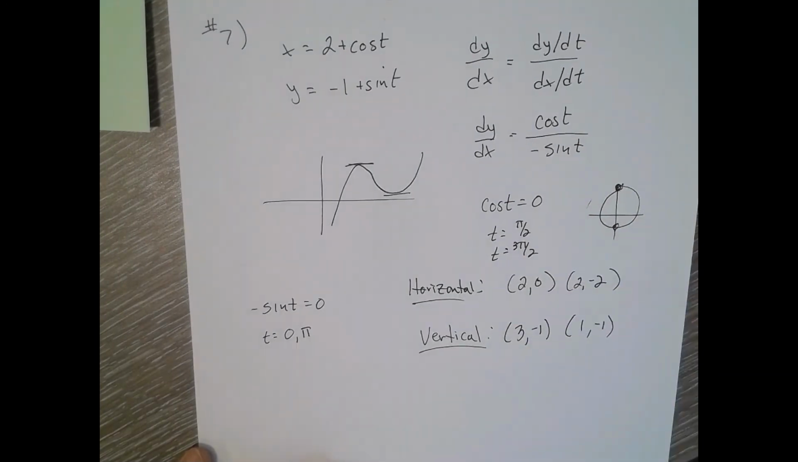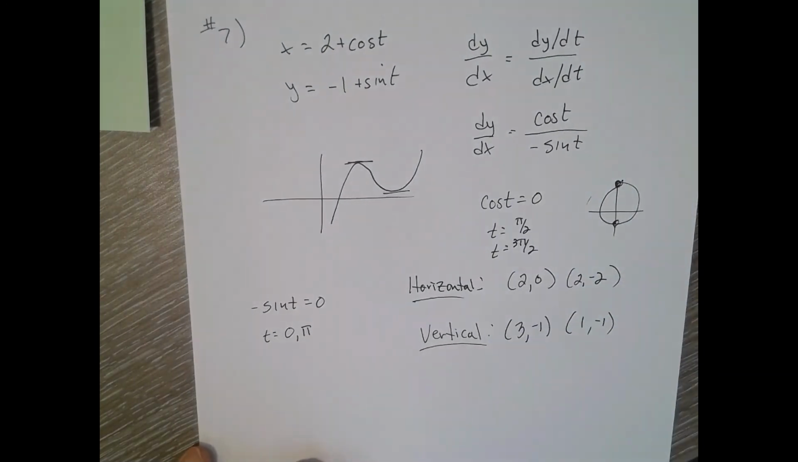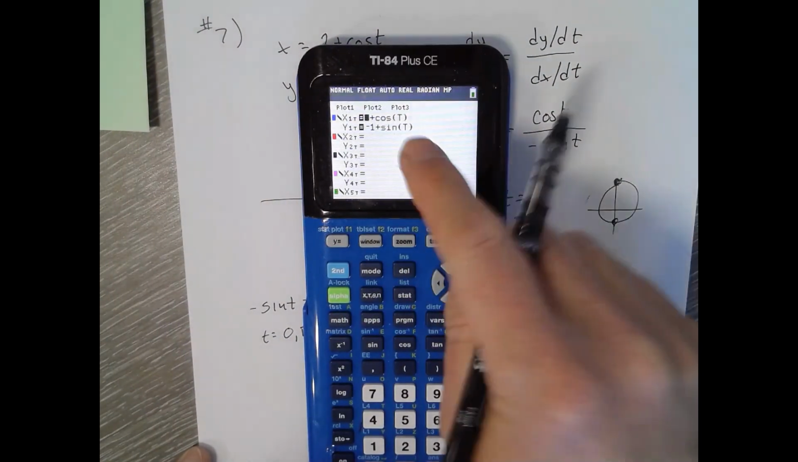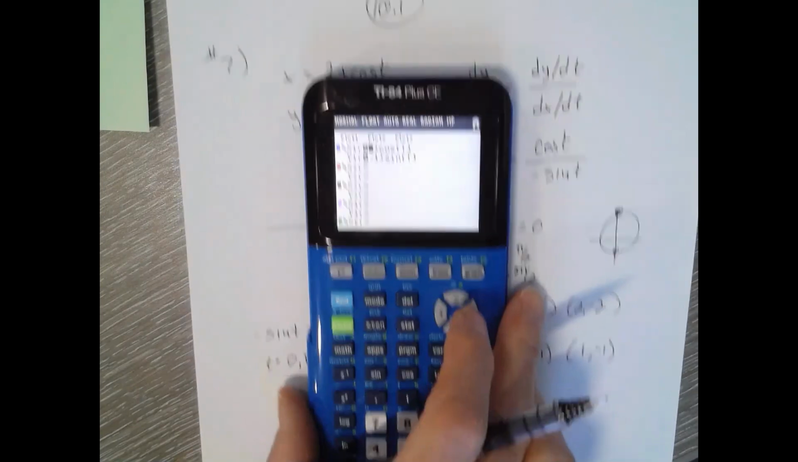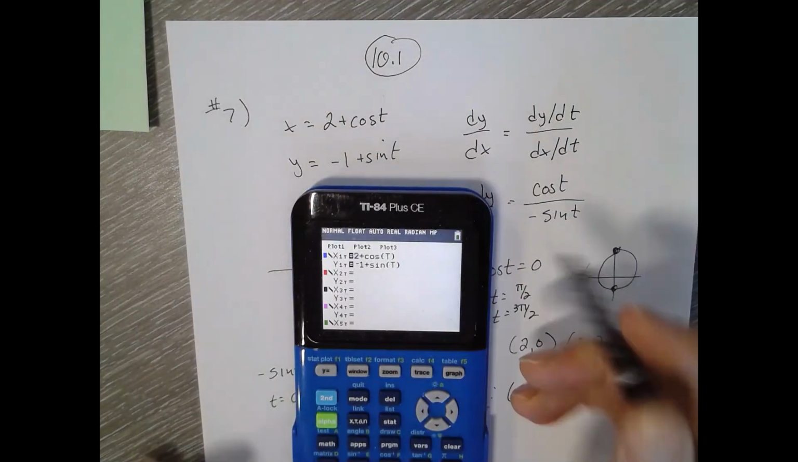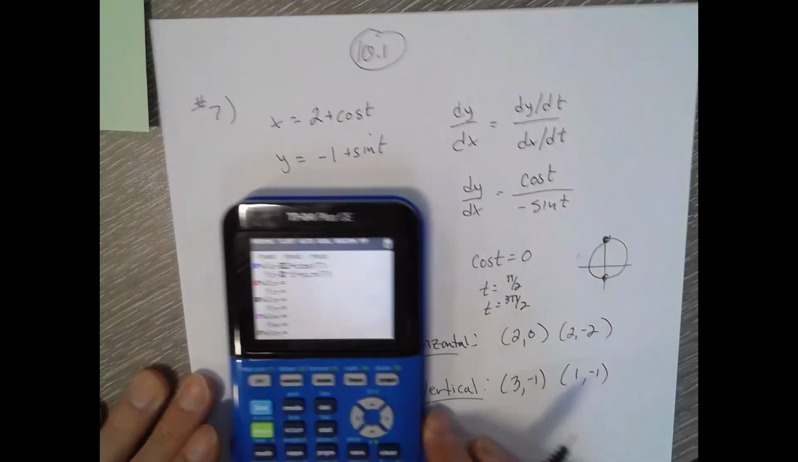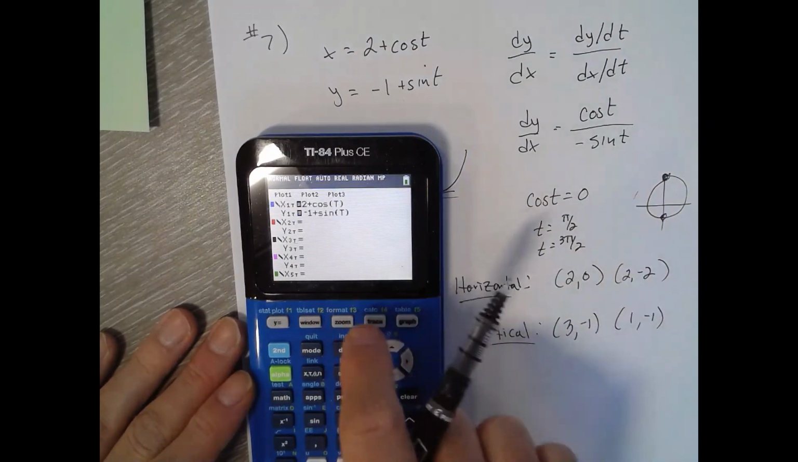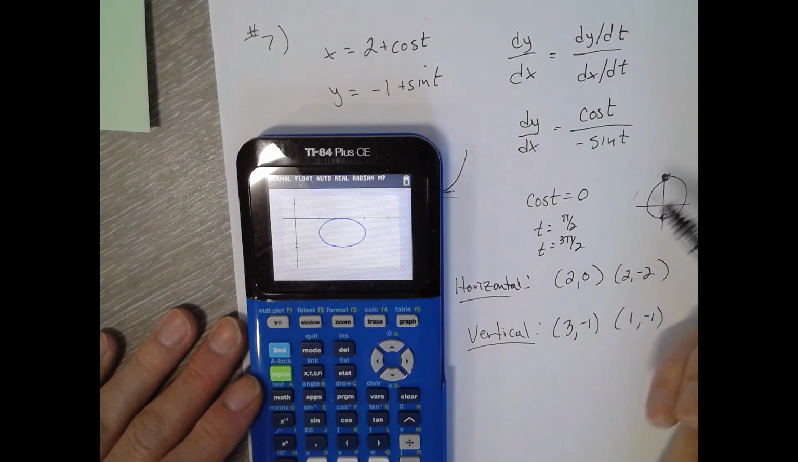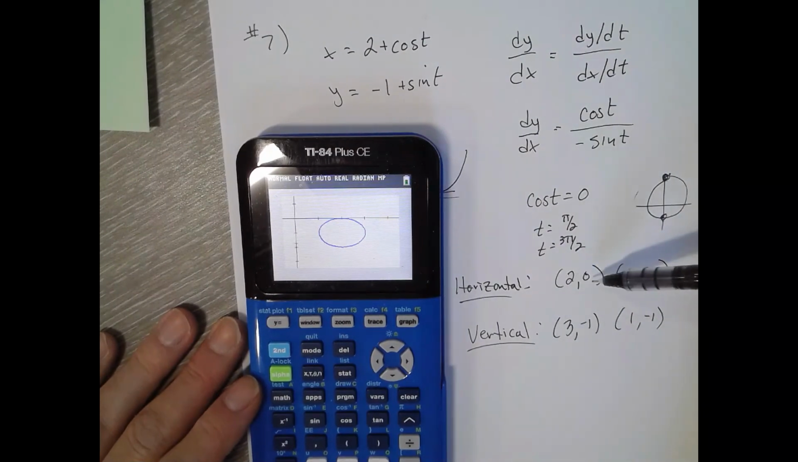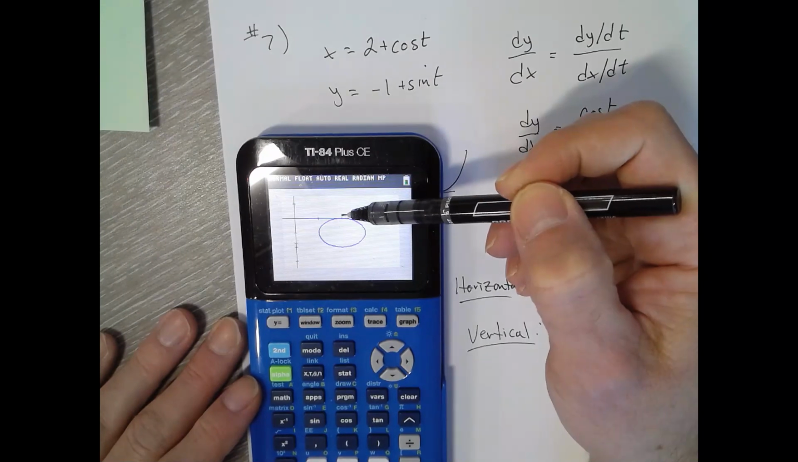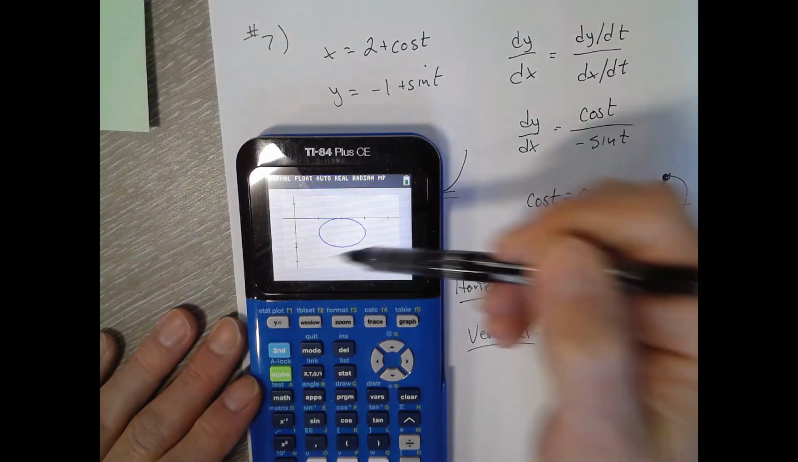Now we can kind of confirm that. Go to parametric mode, and you can type in your x and y equations, and here's what we think our horizontals and verticals are, where they happen. If you hit graph and zoom in a little bit, you can see I have a horizontal at 2, 0 and 2, negative 2 is right down here.